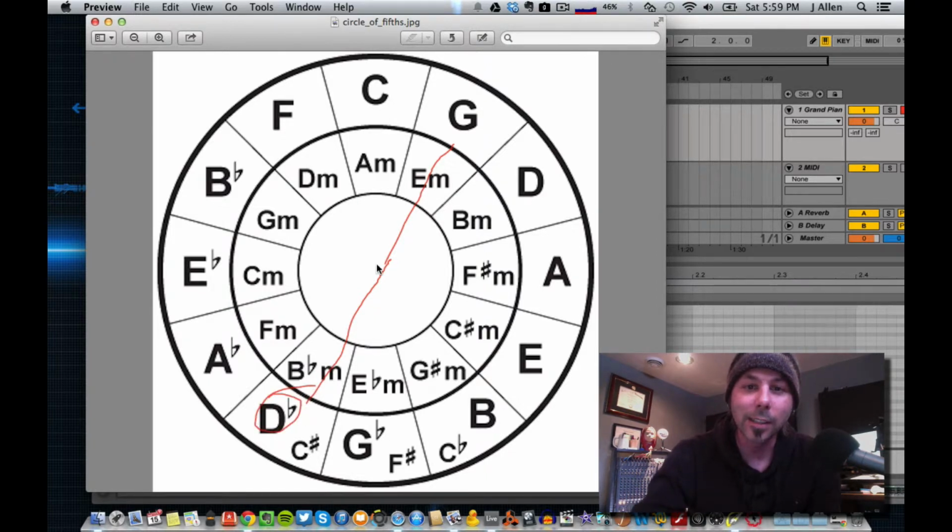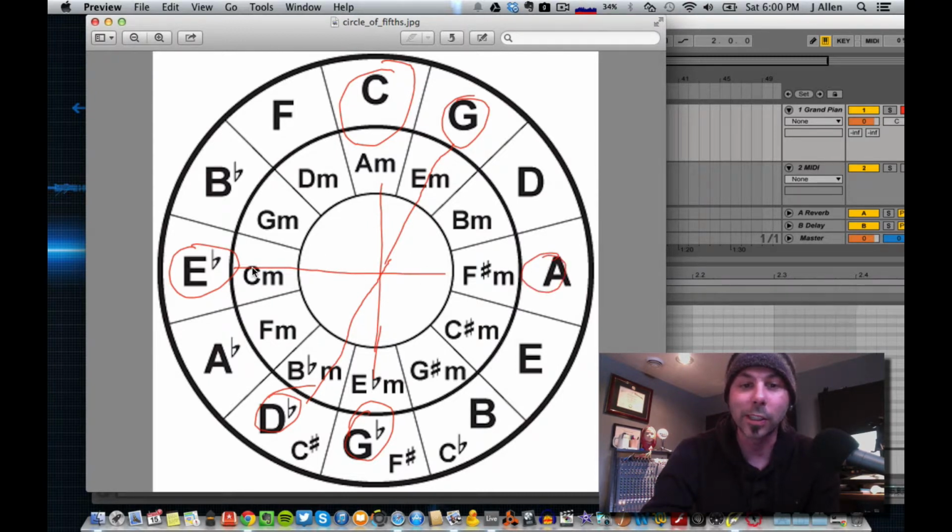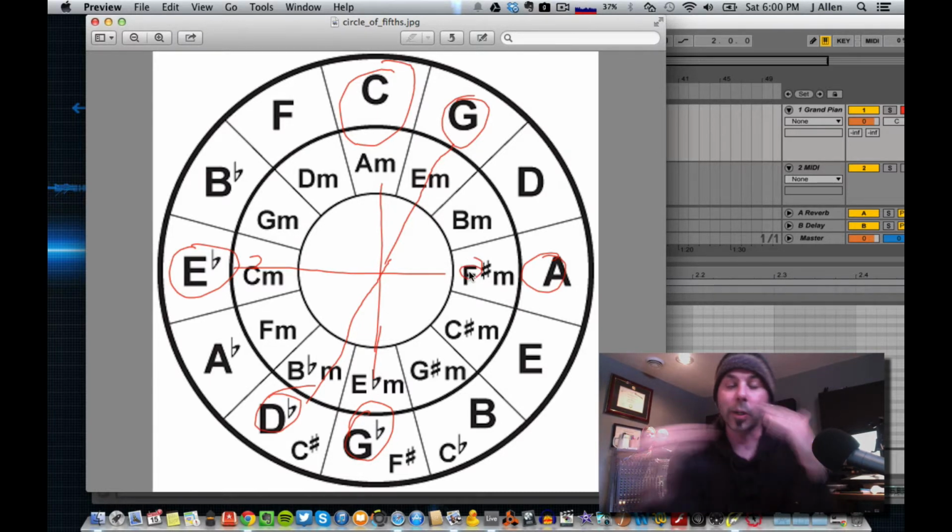So D flat to G is the tritone. Those are the ugliest two notes you could play together. So C down across to G flat. Those are the ugliest notes. So if you just go straight across the circle, E flat goes to A, or C to F sharp. Actually, it would be the same. So if you go straight across, you find the tritone.